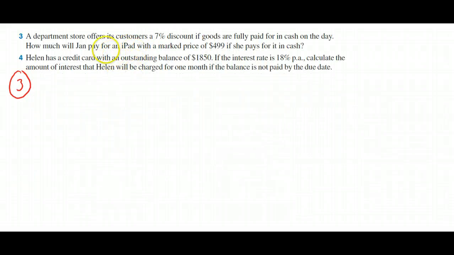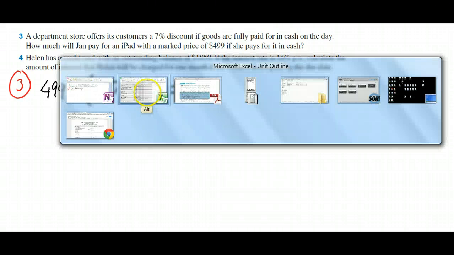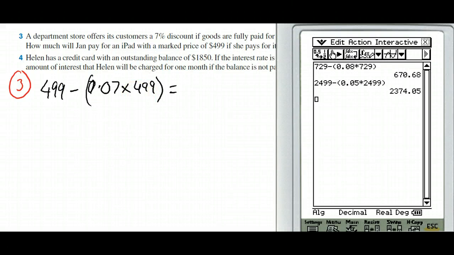Okay, in question 3, a department store offers its customers a 7% discount if goods are fully paid for in cash on the day. How much will Jan pay for an iPad with a marked price of $499 if she pays for it in cash? Okay, so again, we've got the marked price minus a percentage. We'll jump straight to the decimal version of the percentage, 0.07, 7 divided by 100, minus 0.07 times $499. Let's calculate it. $499 minus 0.07 times $499, 464.07.